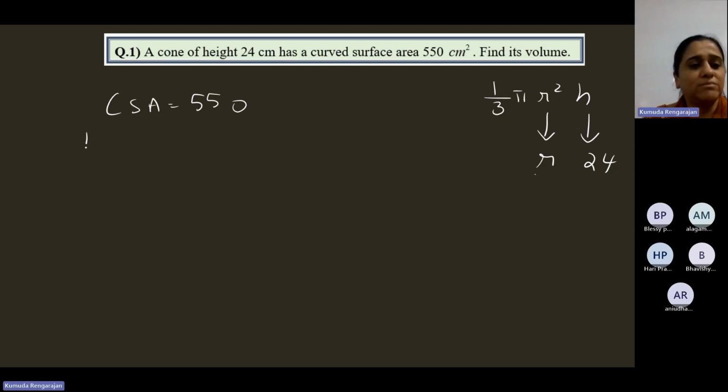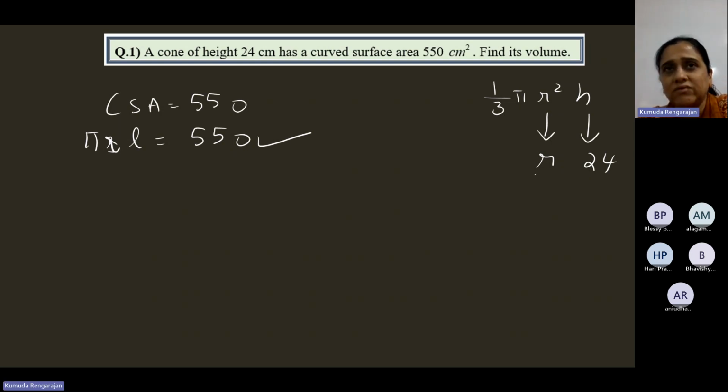So what is the CSA formula? Pi RL is equal to 550. Now here we know one thing: one equation, only one unknown. If there's only one equation, only one unknown should be there. Now, do you know R? You don't know. Do you know L? You don't know. This is only one equation, pi RL is equal to 550. R we don't know, L we don't know. Then what's the use of this information? In one equation, when you have two unknowns, there's no use.